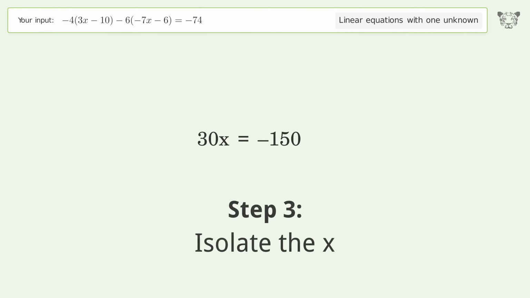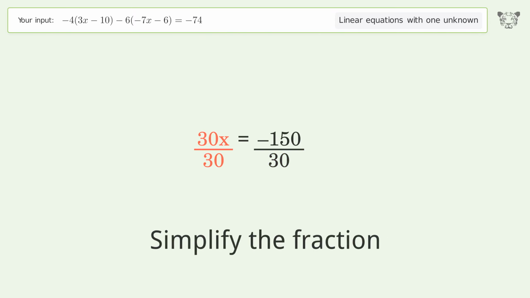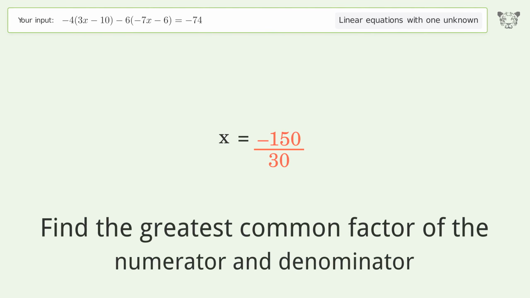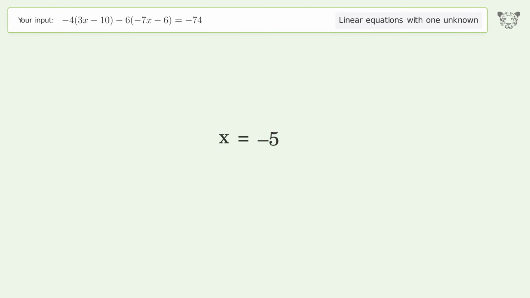Isolate the x. Divide both sides by 30. Simplify the fraction. Find the greatest common factor of the numerator and denominator. Factor out and cancel the greatest common factor. And so the final result is x equals -5.